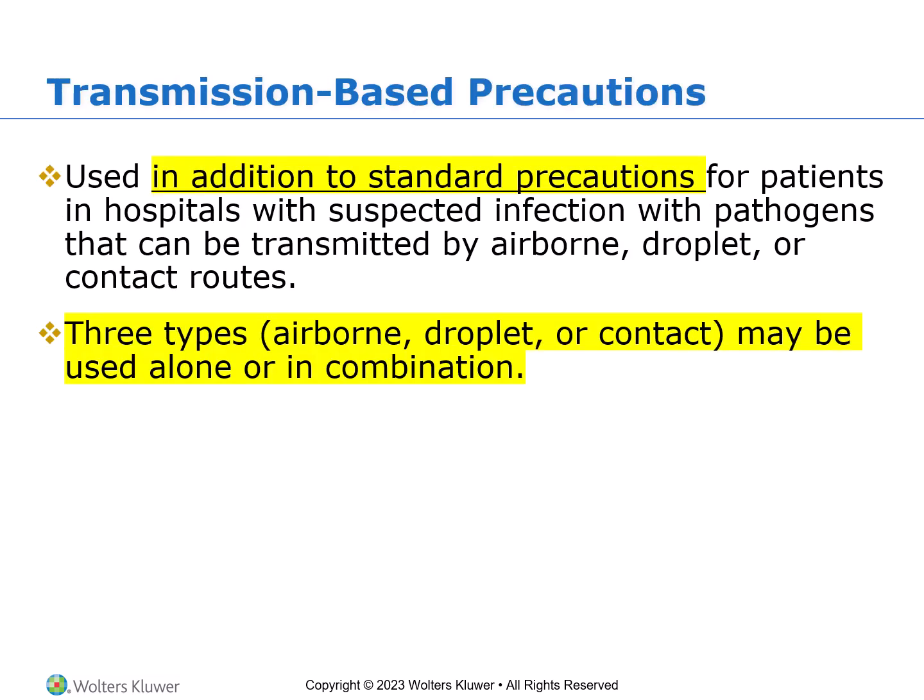Transmission-based precautions are special actions that we take as nurses in addition to standard precautions for patients that have certain infections. So this would be infections that could be transmitted by either the airborne, droplet, or contact routes, and you're going to see that the transmission-based precautions kind of match those terms. They can be used alone, or you may see a combination.